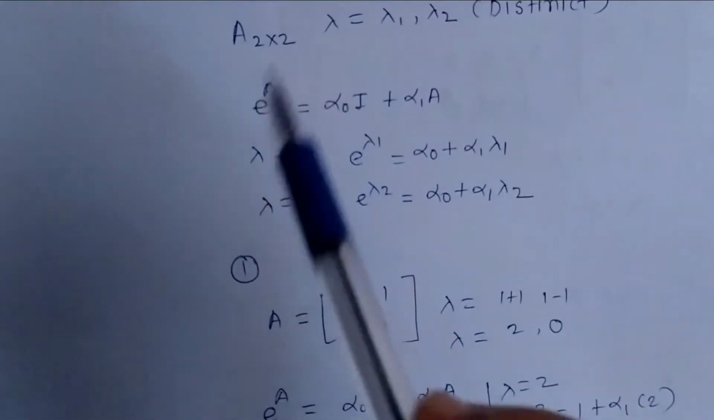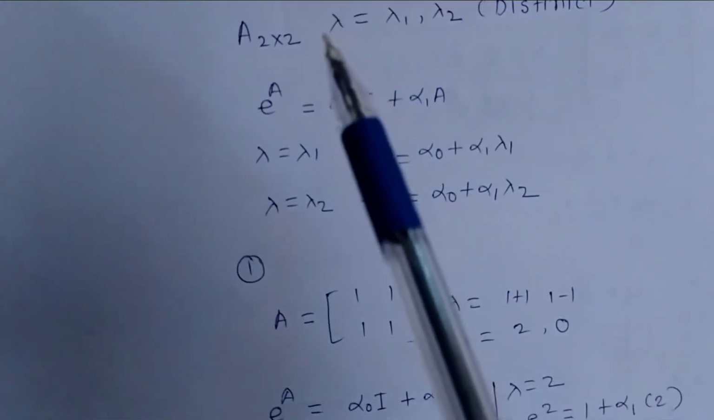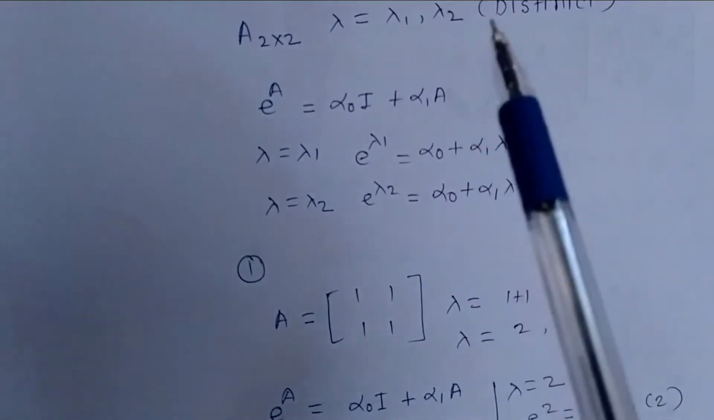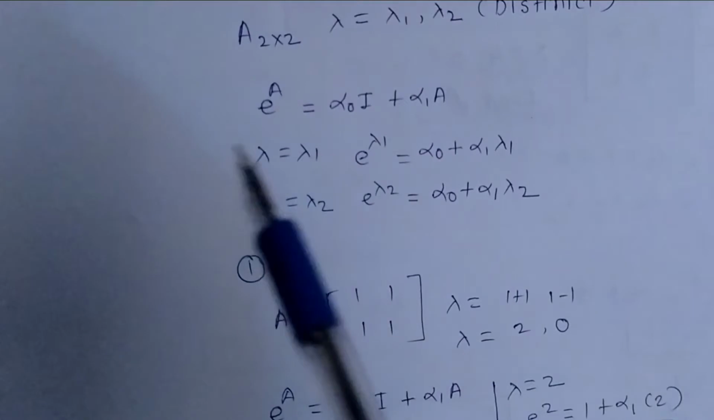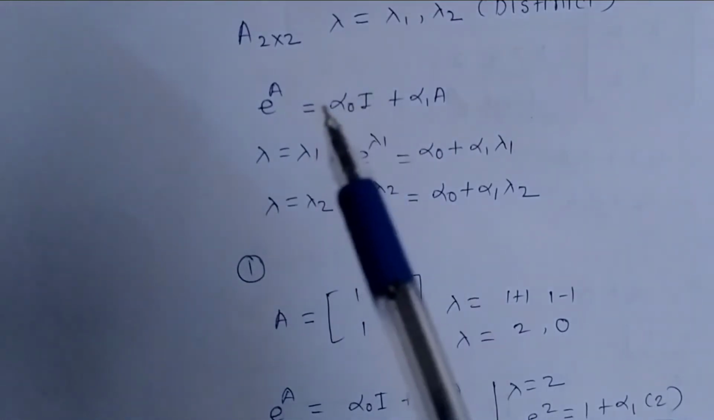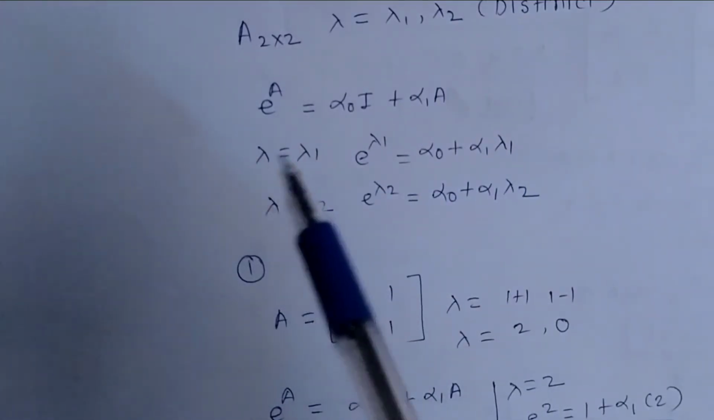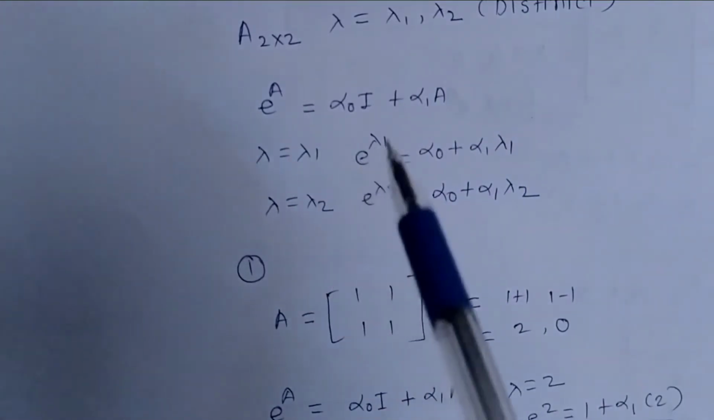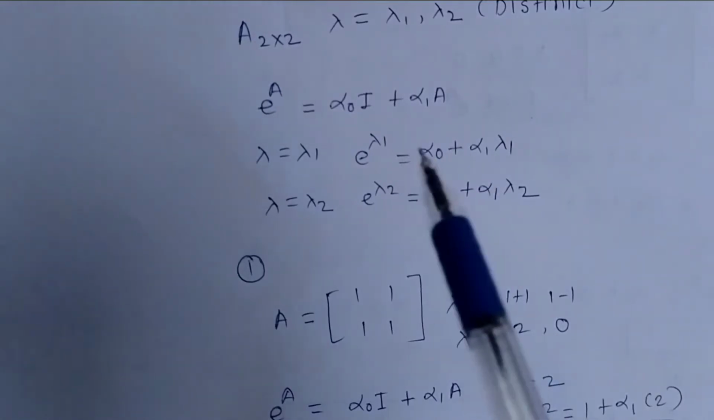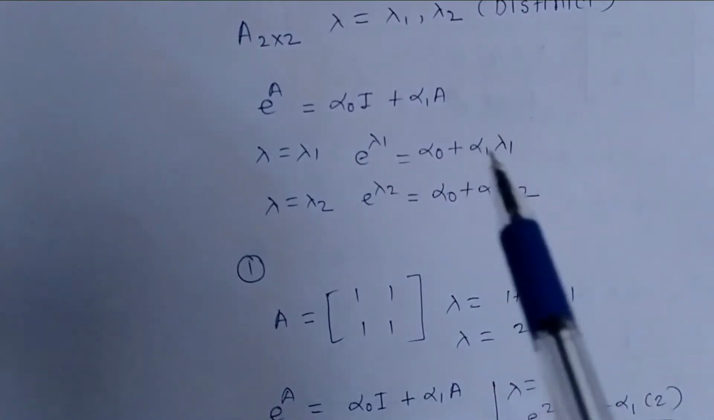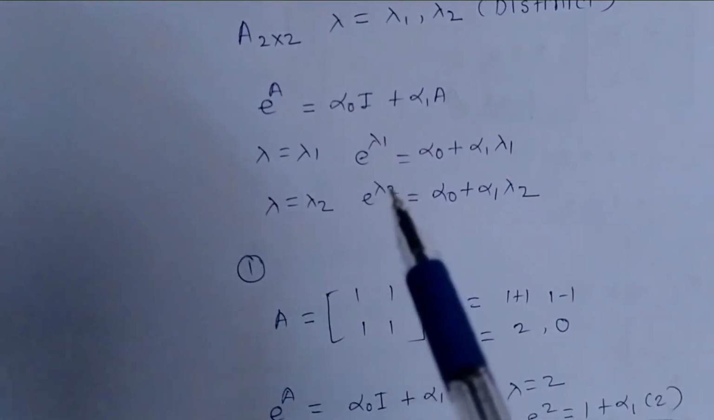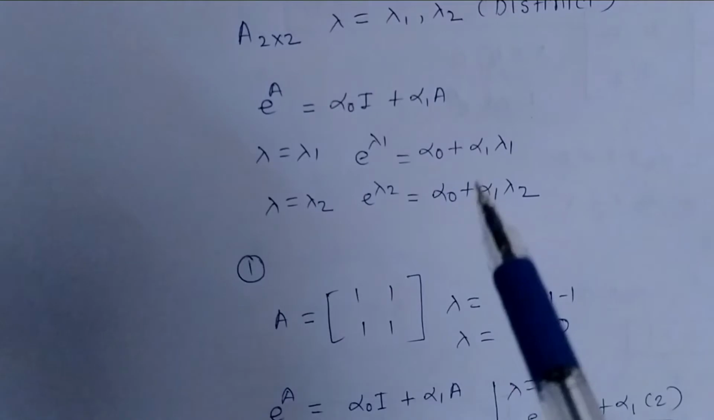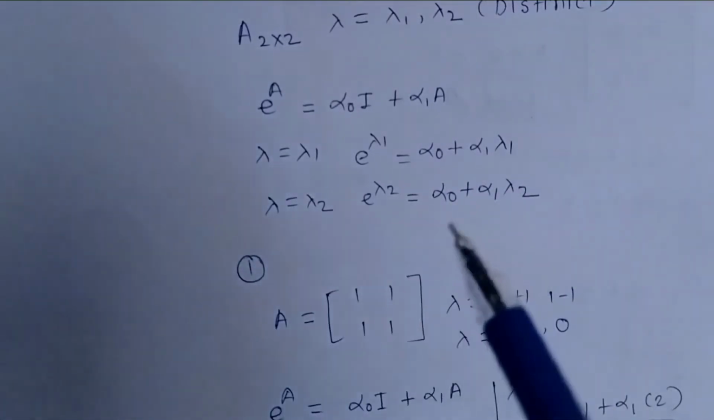When it is a 2 by 2 matrix and the eigenvalues lambda 1 and lambda 2 are both distinct, then the formula for e raised to A is alpha naught I plus alpha 1 A. So here we can write e raised to lambda 1 is equal to alpha naught plus alpha 1 lambda 1. For lambda is equal to lambda 2, we can write e raised to lambda 2 is equal to alpha naught plus alpha 1 lambda 2.